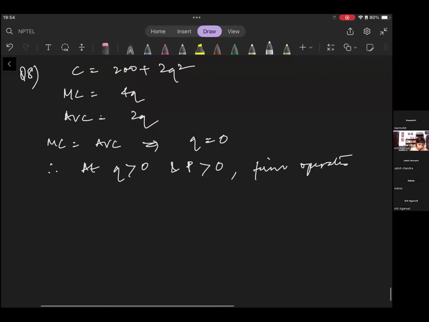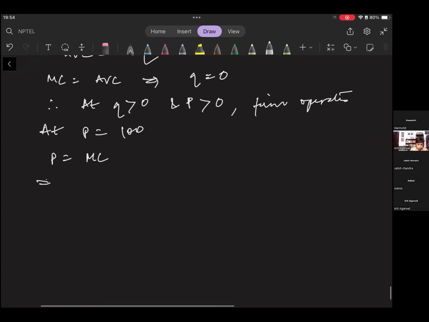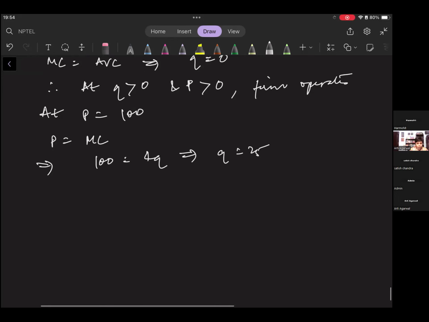Therefore, P is given as 100, right? P is equal to 100. P is equal to marginal cost. 100 is equal to 4Q, so Q is equal to 25.